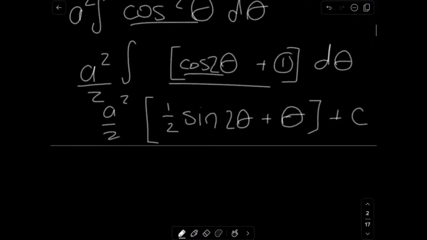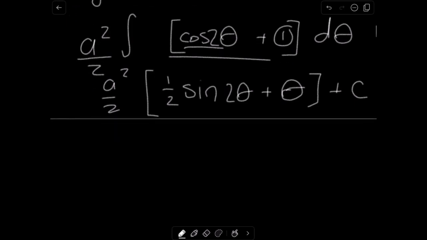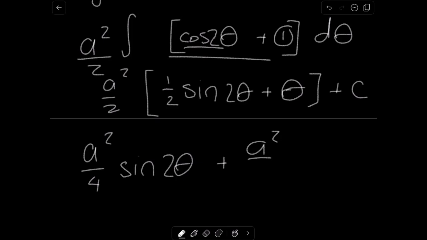Yes, we've done the integration, but our answer is still in terms of theta. What we need to do is get it in terms of x. So let's just simplify this. We have a squared over 4 multiplied by sine 2 theta plus a squared over 2 theta plus c. We must remove the thetas and have only terms involving x.